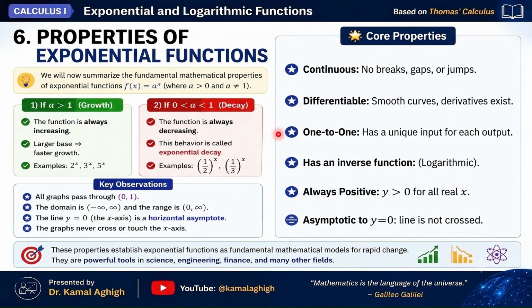Because of this property, every exponential function has an inverse function. If the base is greater than 1, the function is always increasing. If the base is between 0 and 1, the function is always decreasing. Finally, exponential functions never change sign. Their values are always positive. These properties explain why exponential functions are among the most useful and well-behaved functions in mathematics.